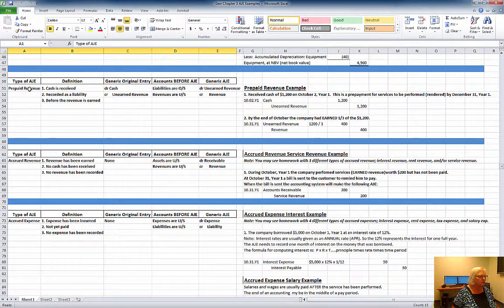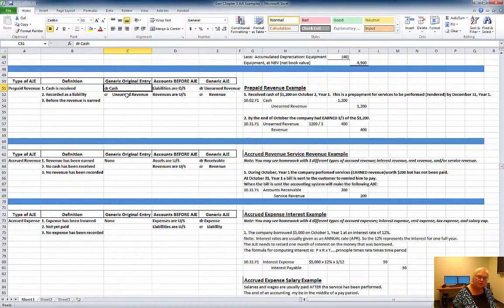Okay, so the definition of prepaid revenue is you've received some money, you've recorded it as a liability because you have not earned the revenue. And remember, the only time we record revenue in the accrual basis of accounting is when you have earned the revenue. So if you get money before you earn it, you have to record it as a liability because you owe somebody some work. So our original entry is going to be a debit to cash.